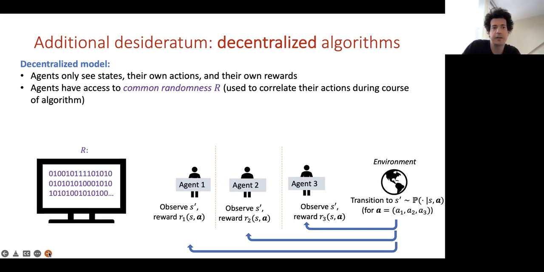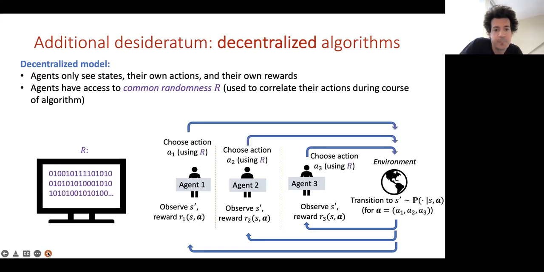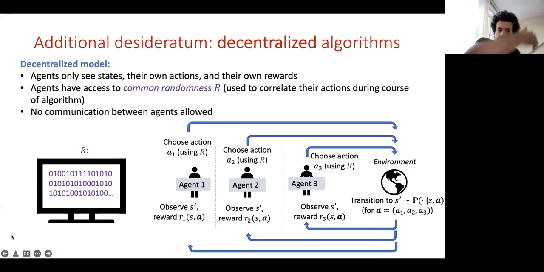So the decentralized model of computation that I'm talking about here is one like this, right? Agents submit actions, see their own reward and the new state, but they don't see the other people's actions. But at least they have access to this shared randomness that they can use to maybe correlate their actions on. All right, so this is the decentralized model. And this recent work I was talking about, the V-learning work, is decentralized in this sense. It is polynomial in the number of agents, number of states, numbers of actions, but they output, as I was saying, an intricate non-Markovian policy.